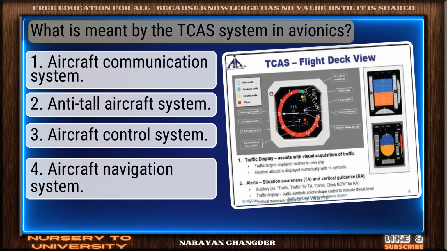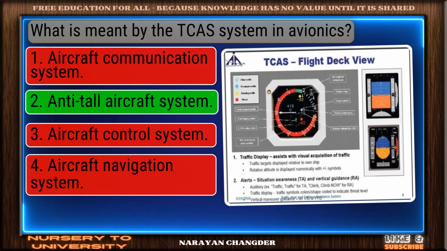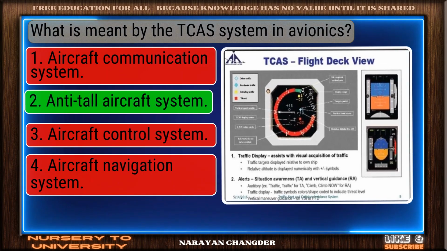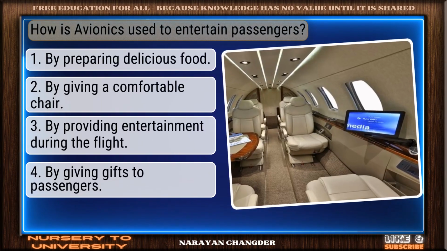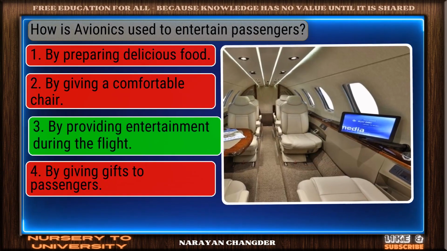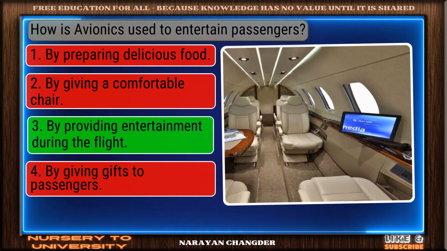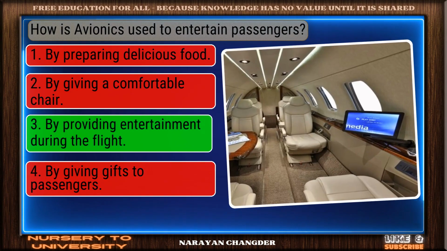What is meant by the TCAS system in avionics? Valid point. Anti-collision aircraft system is true. How is avionics used to entertain passengers? Smart pick. By providing entertainment during the flight is the correct choice.